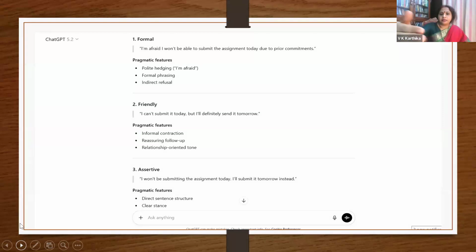And then the pragmatic features are mentioned. A friendly tone is given: "I can't submit it today, but I'll definitely send it tomorrow." You look at the reassuring follow-up, and they are also going through the pragmatic loop of certain things. The assertive part comes in. Oh, okay, I didn't give the second page of it. So these are certain things that we can use in the classroom.